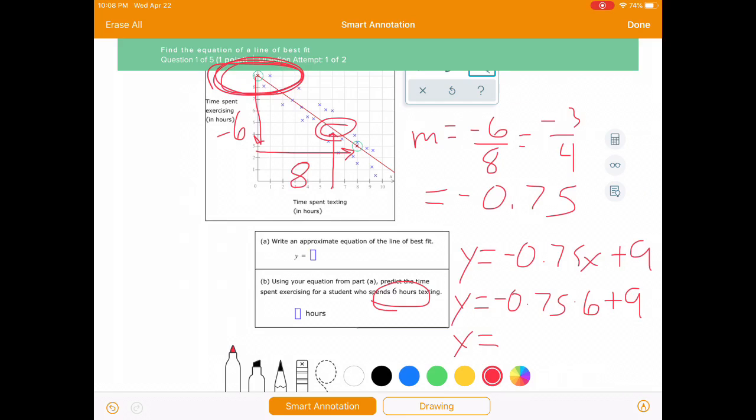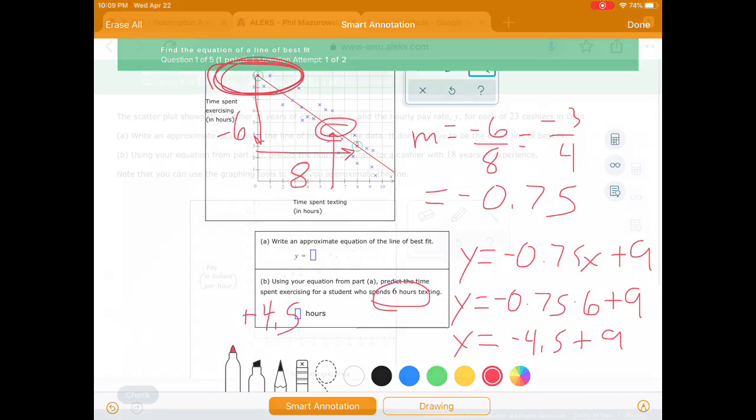So -0.75 times 6 is -4.5 plus 9 gives us positive 4.5 hours, which matches up with the graph just like we talked about.